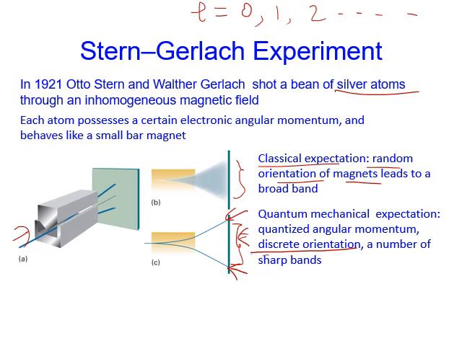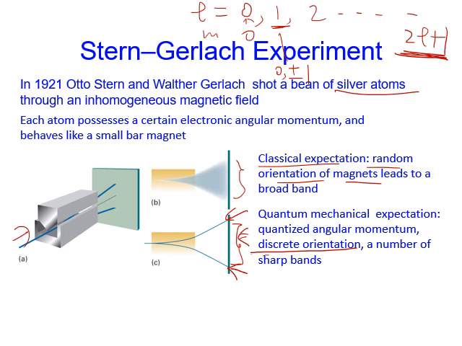These are the allowed quantum numbers, and for each quantum number l, you may have different orientations. For example, when l equals 0, m can only be 0. That means you only have one orientation. When l equals 1, you can have 0, positive 1, and negative 1 for m. In other words, you may have 3 orientations, so you should see 3 bands. In general, you should see 2l plus 1. These are the quantized angular momentum orientations that you should see.